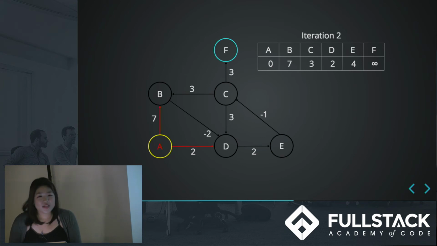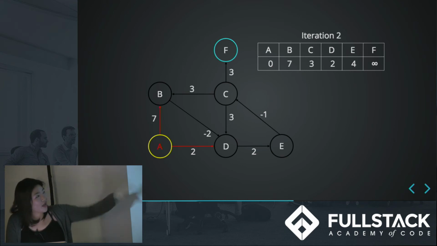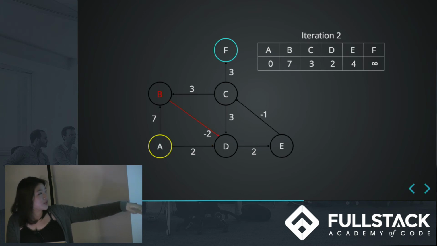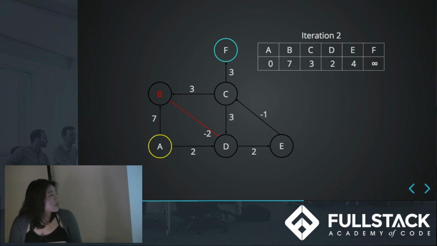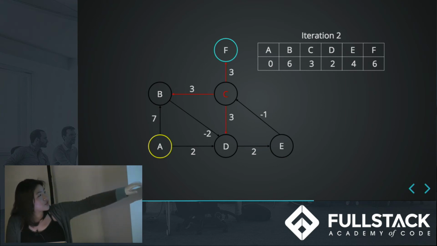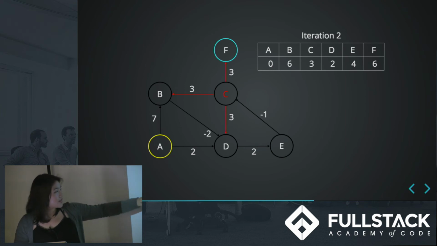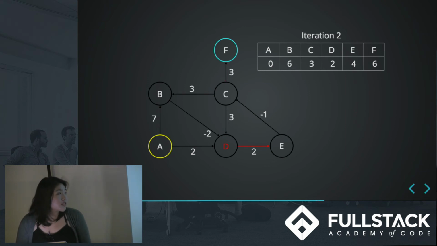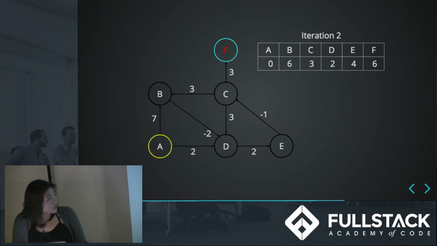Our second iteration is going to be the same thing all over again, except now that we have the table populated, values might start changing a little more. Looking at A, none of these distances are going to change. If we look at B, again, this distance will not be changing. If you look at C now, we can actually change B's value because that was at 7, but if we go from A to D to E to C to B, that's a lot shorter. That gives us a distance of 6. And using C, we can also initialize F to be 6. Going through D, E, and F won't change anything.